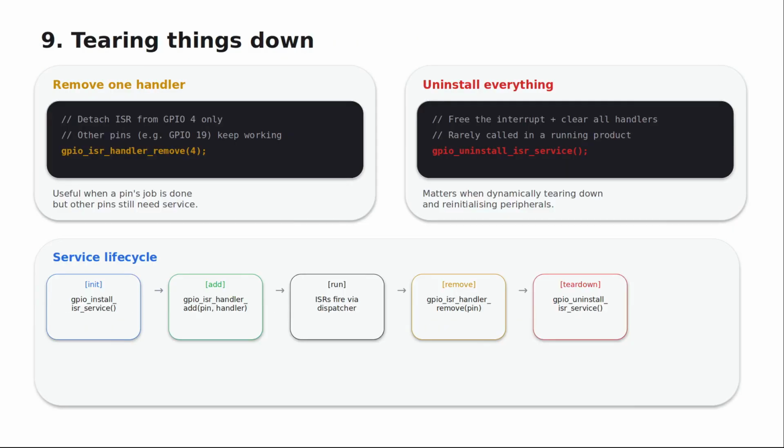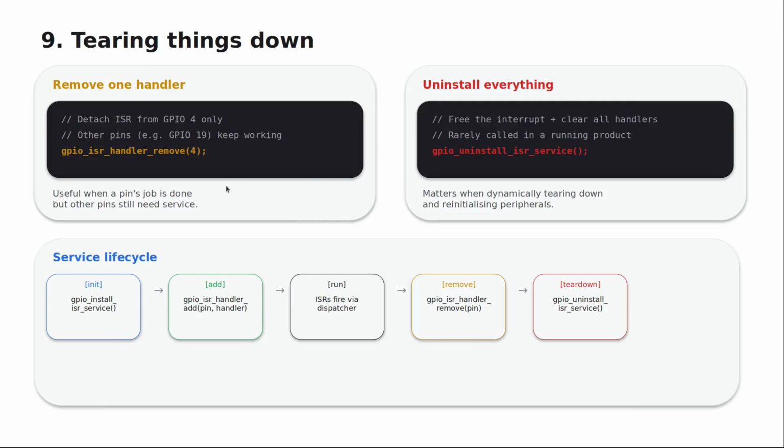So far, we have learned how to install the ISR service and register interrupt handlers. Now, let us see how to remove them when they are no longer needed. Suppose your application no longer uses GPIO 4. In that case, there is no need to remove the entire ISR service. You can simply call gpio_isr_handler_remove for GPIO 4. This removes only the handler associated with GPIO 4. Every other registered GPIO handler continues to work normally.